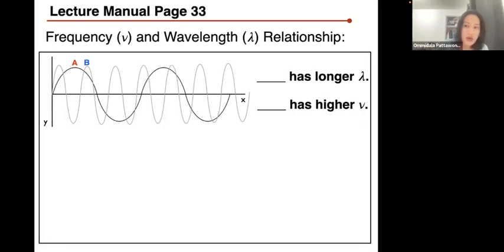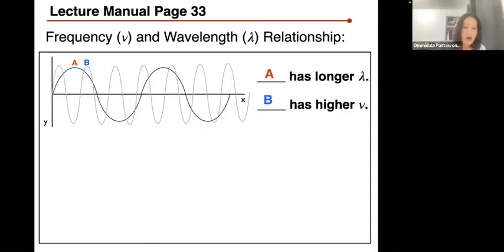The answer is going to be A, right? Because in this case, if you think about this, in order, the distance required for A to complete one oscillation is larger, or longer, than the one with B. So B only uses that much of the distance. So in this case, A would have a longer wavelength.